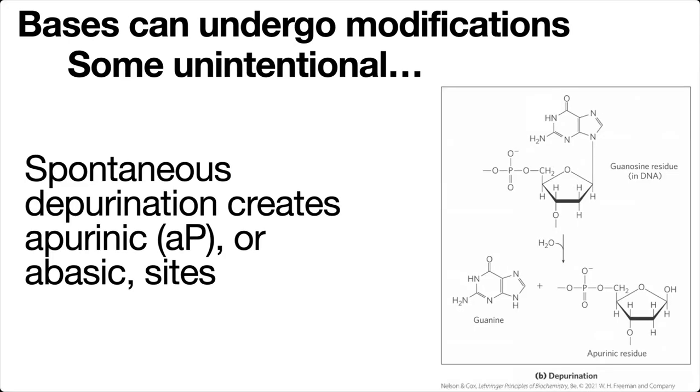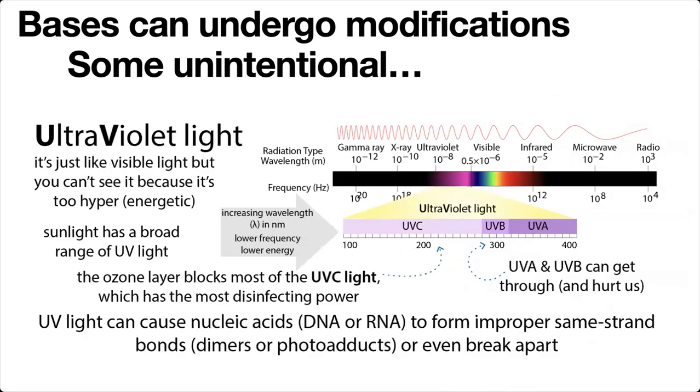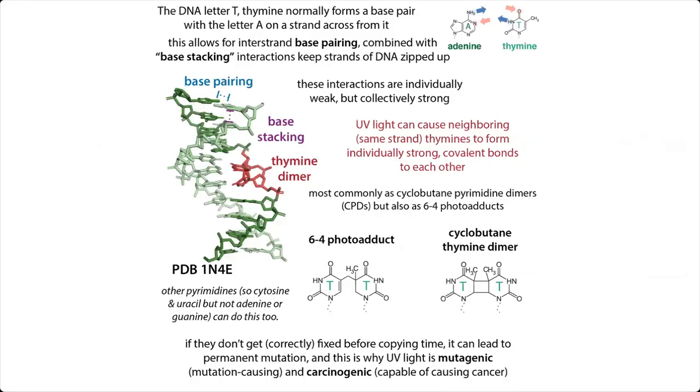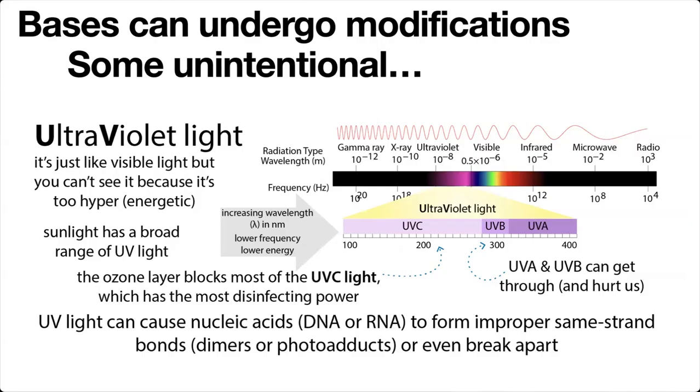And then your cells can recognize that. They can also recognize when damage caused by UV causes adducts, where the bases stick to one another permanently. UV light, ultraviolet light, is highly, highly energetic.